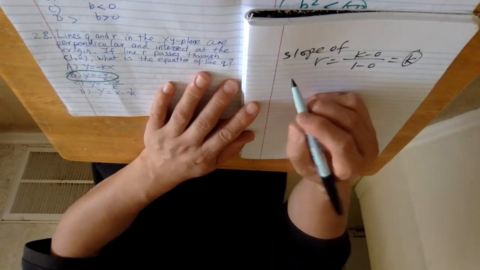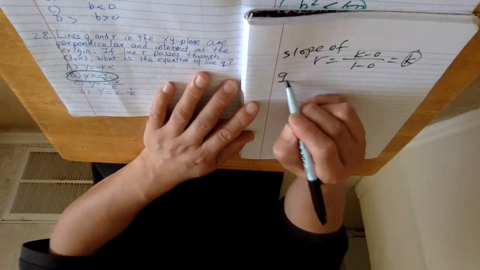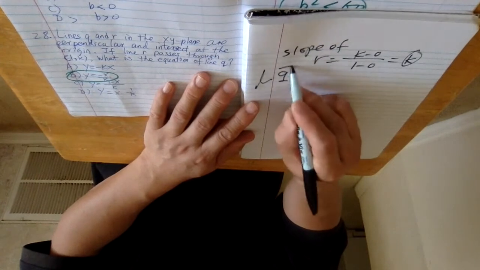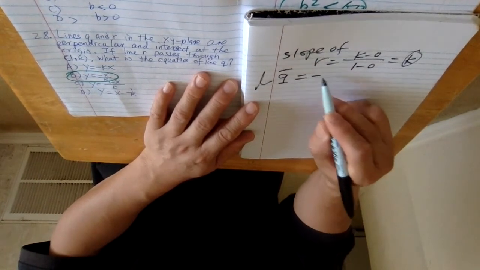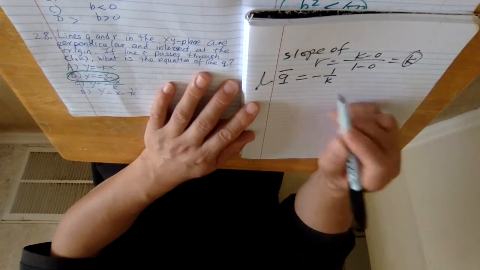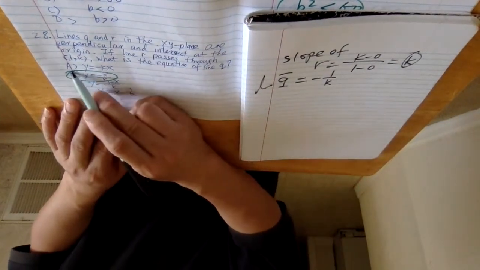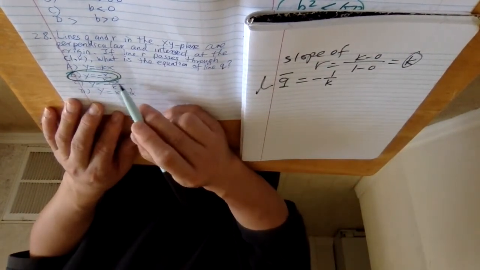So we know the slope of line Q has to be negative 1 over k. So the answer is going to be B, y equals negative x divided by k.